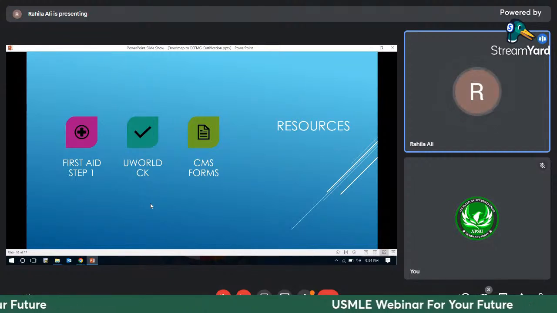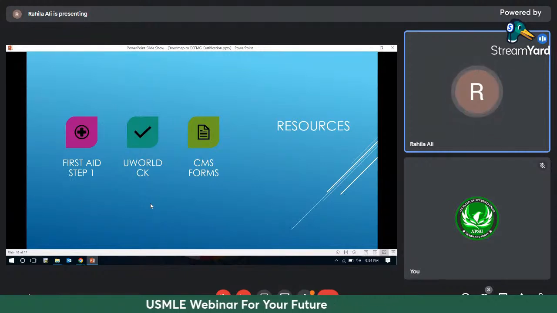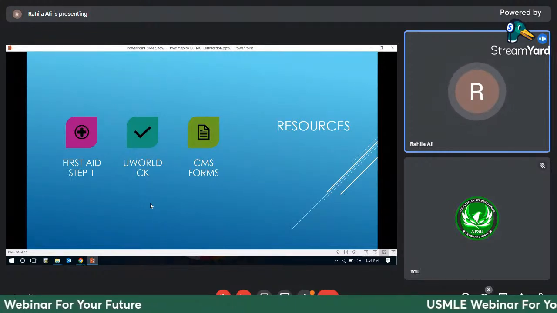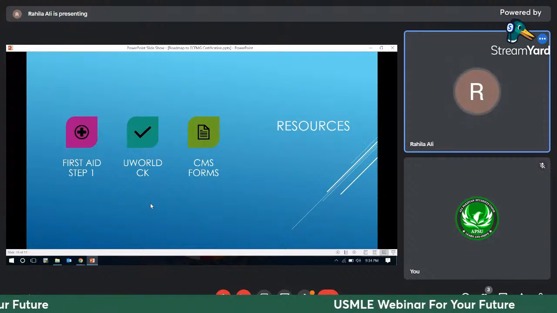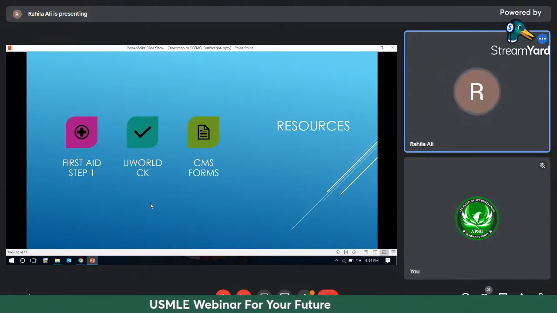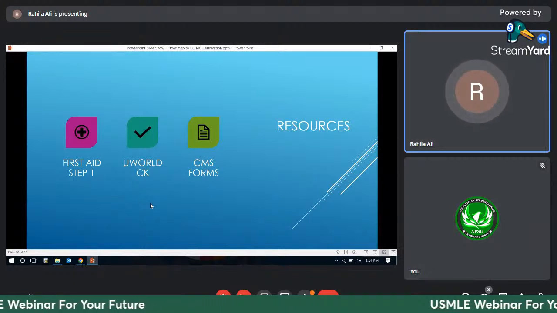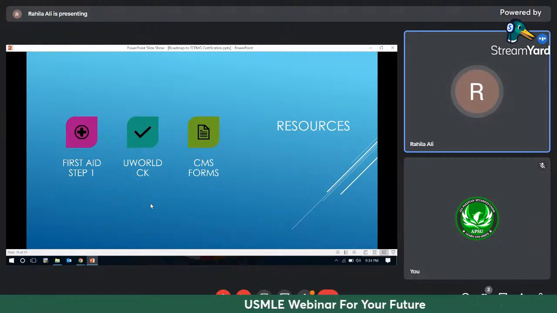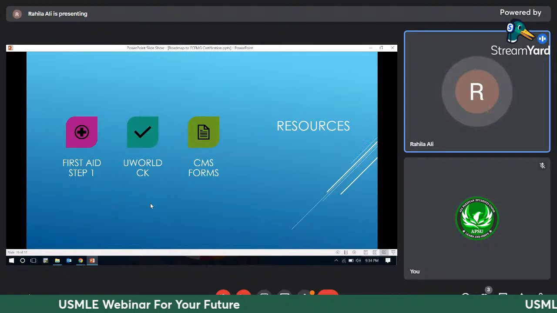After that come the CMS forms. These are basically the Clinical Mastery Series forms by the NBME, the board that makes your paper and designs your exam. These forms are not superior to UWorld CK, but they are very important, because they are made by the NBME personnel, the ones who design your tests. So these are very important.